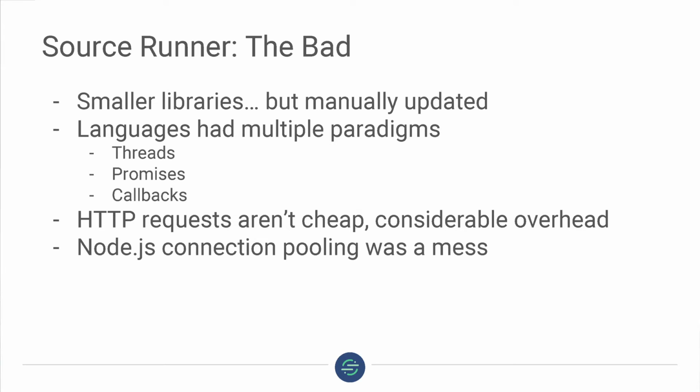So the bad part about Source Runner was that we had a ton of small libraries that we had to manually update. We basically had libraries in Python, Go, and Node, as I mentioned. And these languages still had multiple paradigms. Some of them use threads, some of them use promises, callbacks, etc. And different developers wanted to do different things, and we just didn't want to put up with the maintenance burden of this.